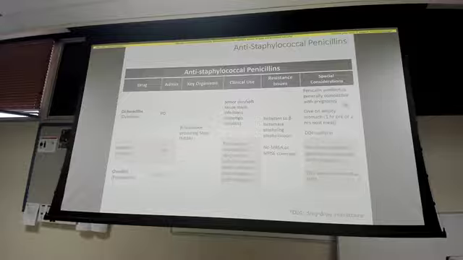And then I want you to look at your special considerations. So when we're talking about our special considerations, most of the time when we're dealing with our pregnant women, if they do need an antibiotic, we're typically not concerned with our penicillins.